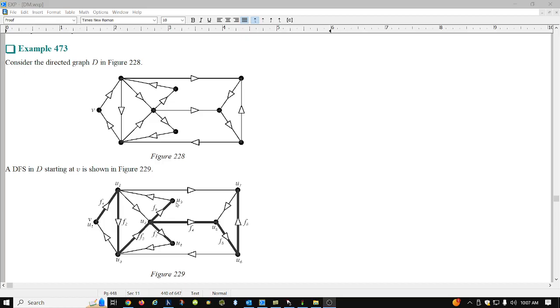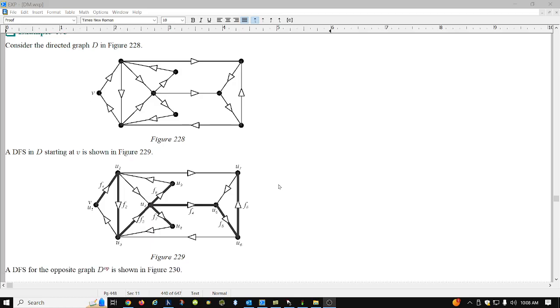We could go through F8 to U9 here, or we could have gone this way, but we can't do both, one or the other. So we get a maximal path, let's say ending here. We back up. This is another maximal directed path, I should say. Come back here, and a final maximal directed path, and that gives us our directed depth first search, always following in the direction of the arrows.